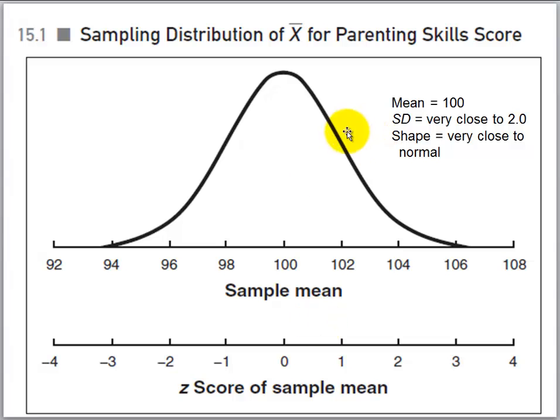And do note that we've got a second x-axis just showing how many standard deviations above or below the mean a given score would be. So for instance, 102 is 2 points higher than the mean of 100. The standard deviation is 2, so it is 1 standard deviation above the mean, and therefore its z-score is 1.